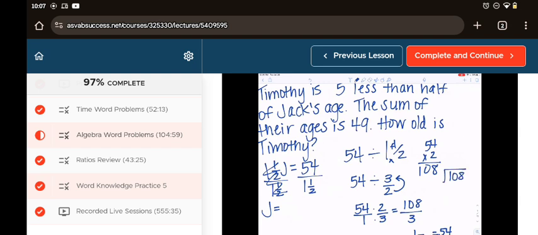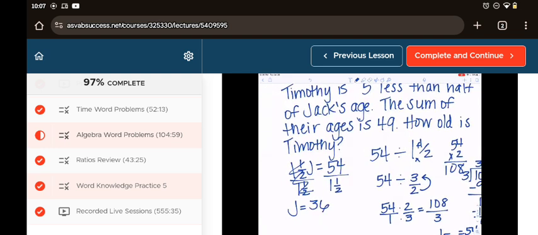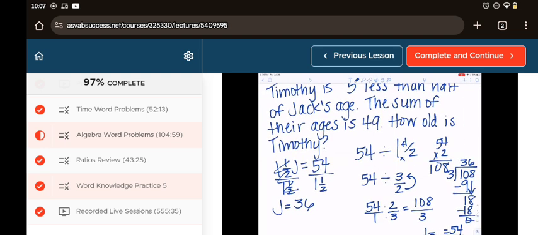So now I have to do 108 divided by 3. 3 goes into 10 3 times. 3 times 3 is 9. 10 minus 9 is 1. Bring down the 8. 3 goes into 18 6 times. Good. So j equals 36. Now, we've gone through this whole process, but what is the question actually asking us for? How old is Timothy? So we haven't actually found the answer yet.